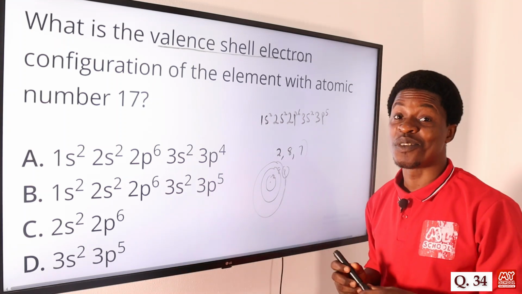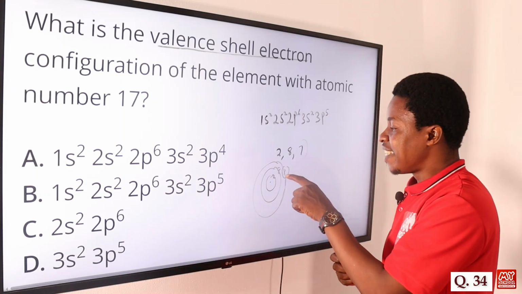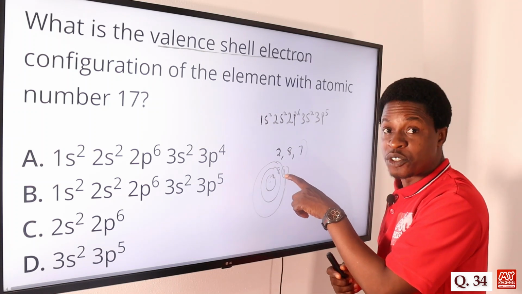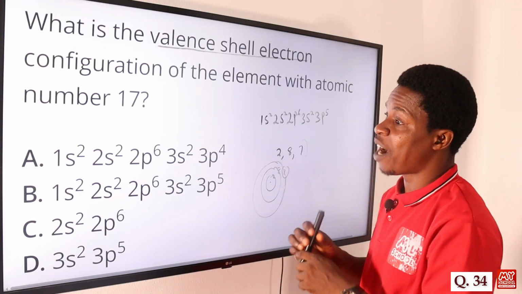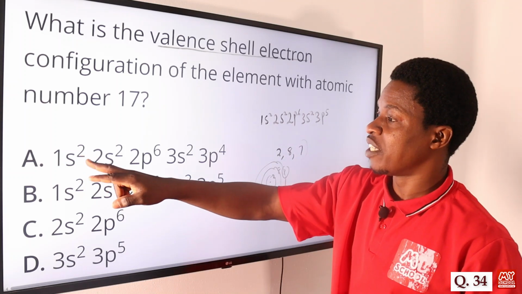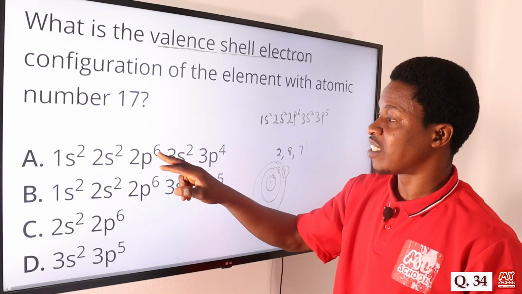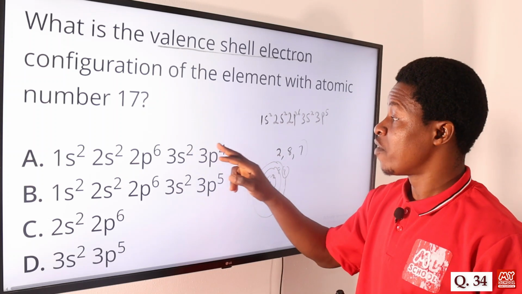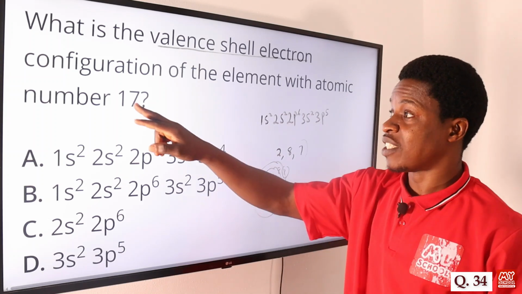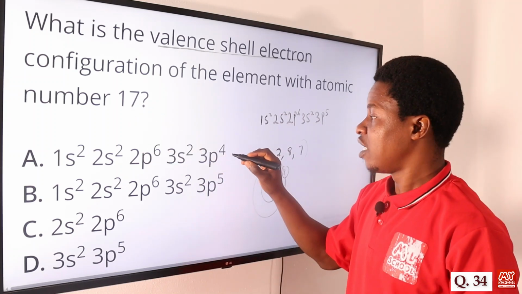So what you're going to do is look at the options. Which one has a configuration that amounts to 7? So if you look at option A, it says 1s2, 2s2, 2p6, 3s2, 3p4. That is 2 plus 2 is 4, plus 6 is 10, plus 2 is 12, plus 4 is 16. Of course, that is less than this. So this, of course, is eliminated.